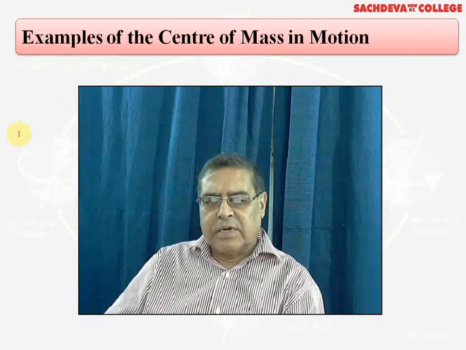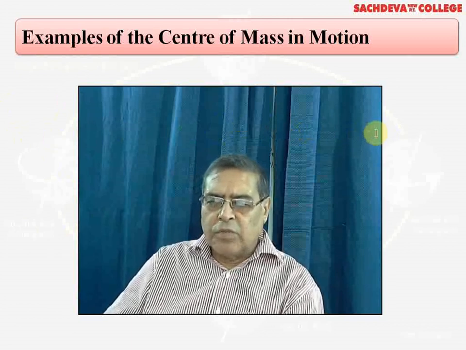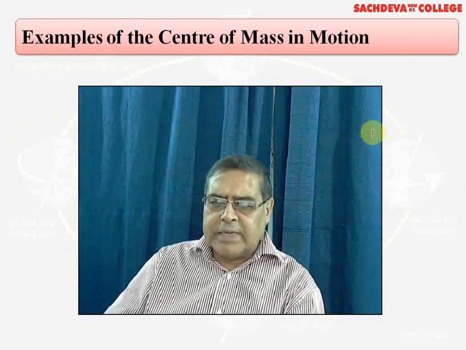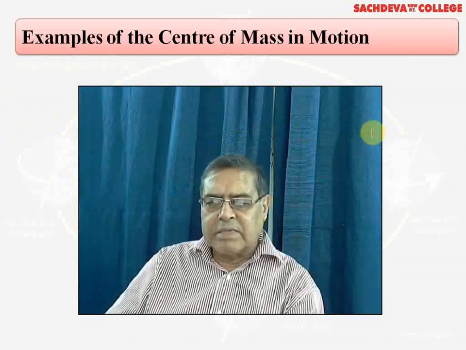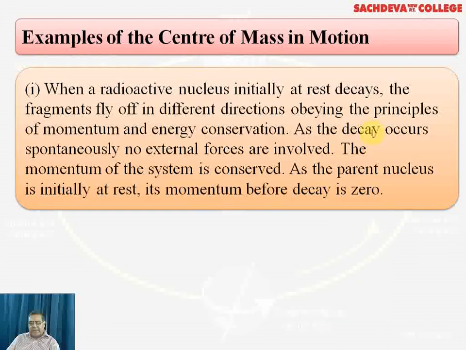Now, there are certain important examples of the center of mass in motion. We are considering here in all cases that the center of mass is moving, so obviously it must have velocity as well as acceleration. When a radioactive nucleus, well, we are using a term here, radioactive. A radioactive nucleus means any nucleus which is emitting radiations like alpha, beta, and gamma rays in its normal state.